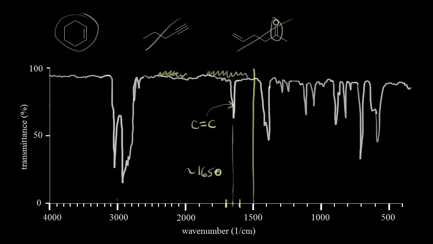And if we look over in the bond to hydrogen region and we draw a line, we can see that this signal, just higher than 3000, must be talking about our carbon-hydrogen bond stretch where the carbon is sp2 hybridized. And this is of course talking about our carbon-hydrogen stretch where we're talking about an sp3 hybridized carbon. And so cyclohexene is the only thing that makes sense with this IR spectrum.